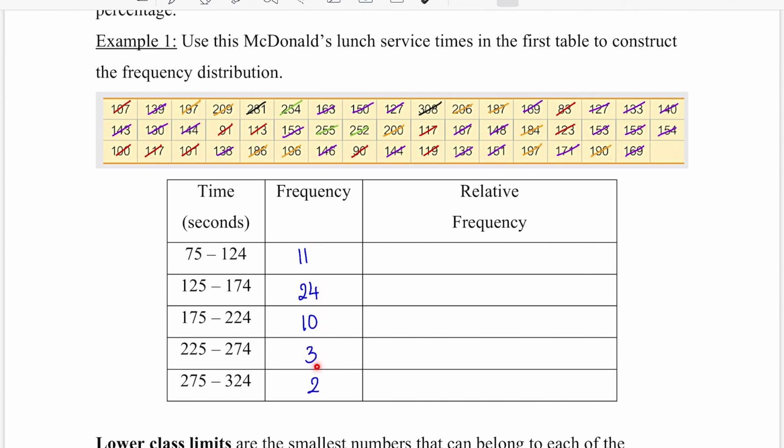If you add all of the frequencies up, the total should be equal to your sample size, which is 50.